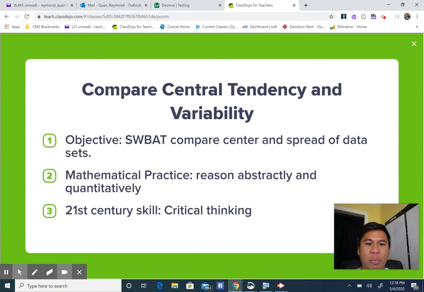Good morning. Today we'll be dealing with comparing central tendency, that is our mean, median, and mode, and variability in terms of standard deviation, variance, range, and interquartile range for a different data set. In terms of mathematical practice, we'll be reasoning in terms of abstract and quantitative reasoning, and dealing with critical thinking skills.